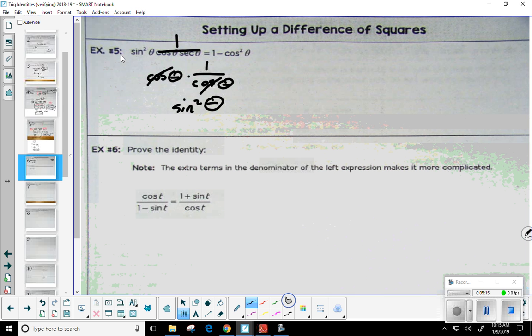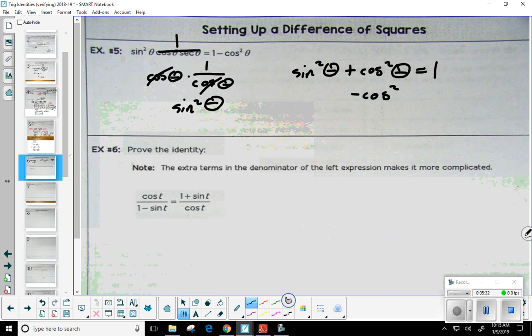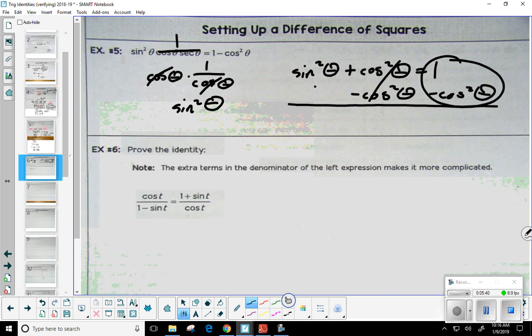There's a Pythagorean identity. In fact, hopefully it's the first one you listed on your sheet. Sine squared of theta plus cosine squared of theta is equal to 1. So if I'm looking for 1 minus cosine squared, I'm just going to go ahead and subtract that over. Minus the cosine squared. When those cancel, this is what we want, and we see that that is equivalent to sine squared. Okay, so that's it.